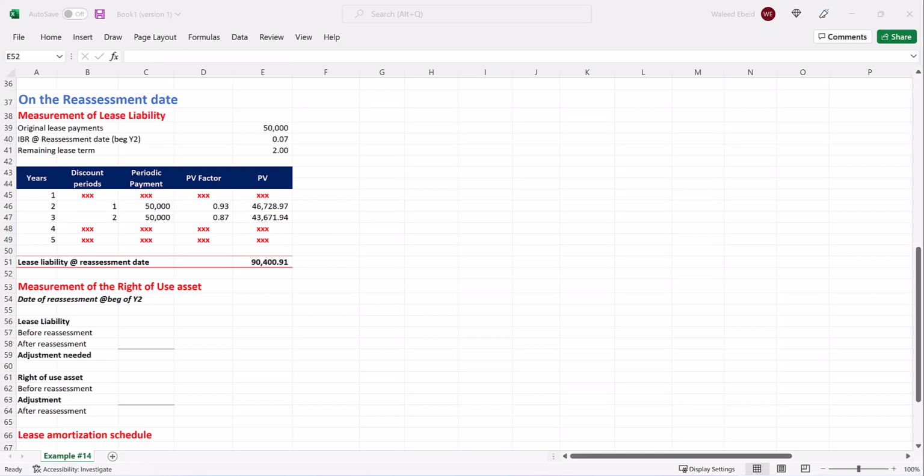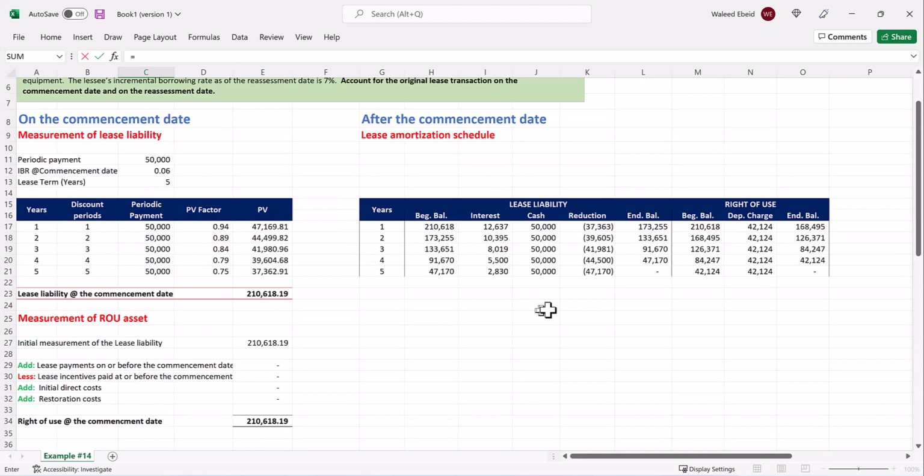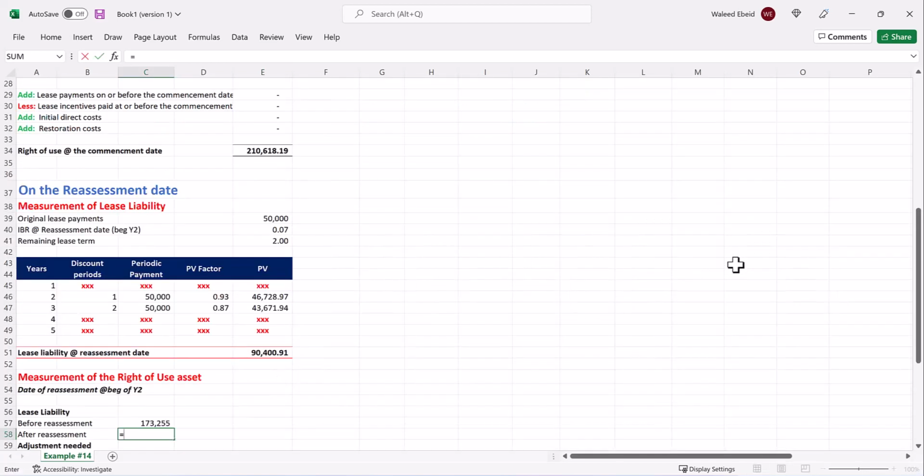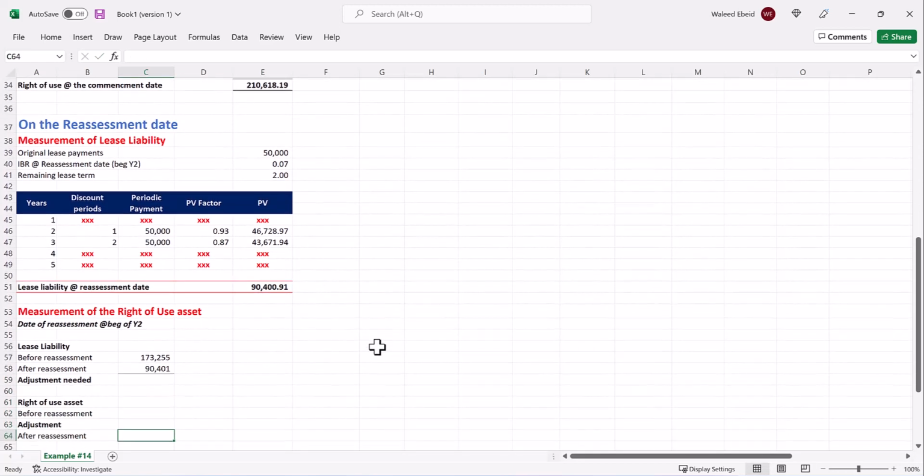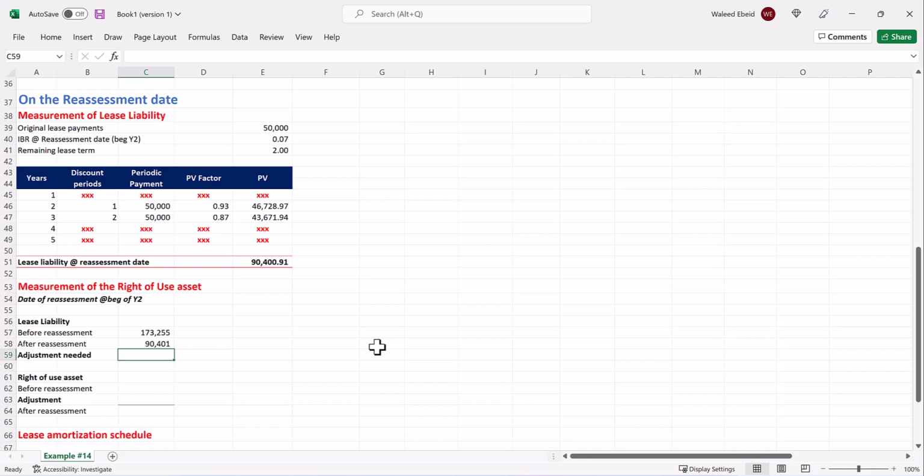Now let us go for the calculation of the right-of-use asset. This is the carrying amount of the lease liability of the original lease at the end of year 1, just before the reassessment date. And this is the revised carrying amount of the lease liability that we just calculated here. And the difference is the adjustment that should be booked in the lessee's books, to reduce the lease liability to the new carrying amount.